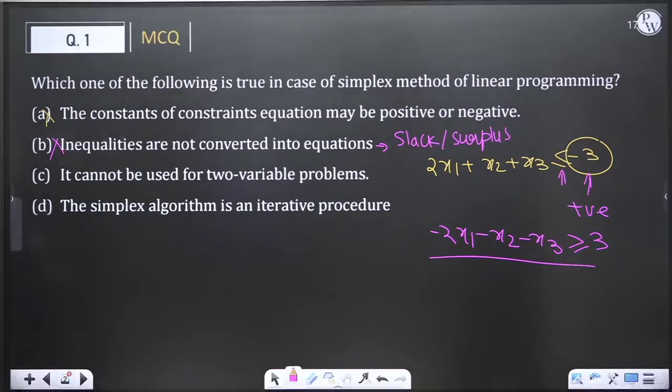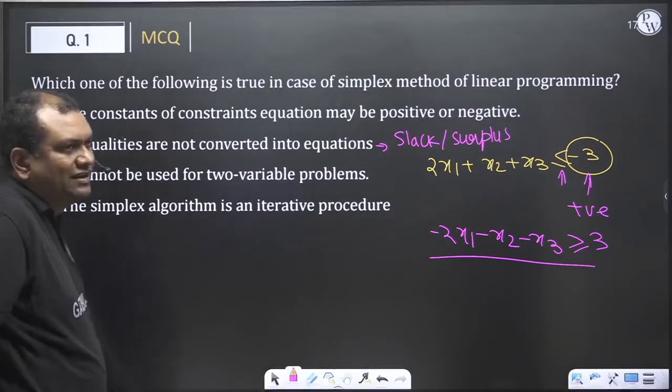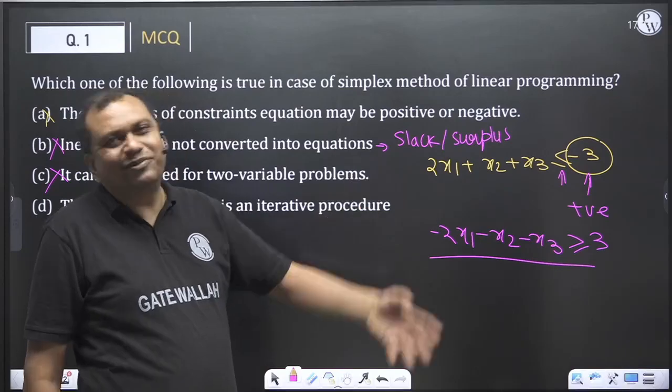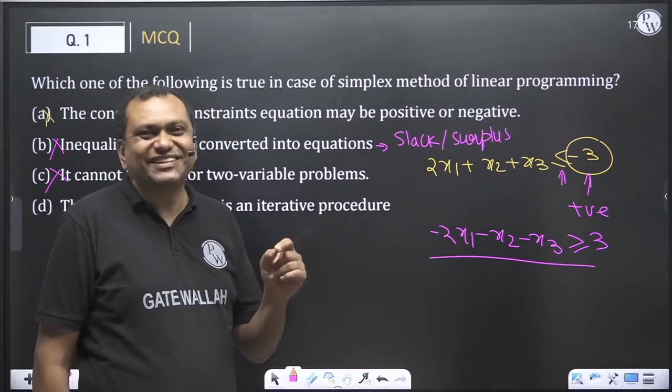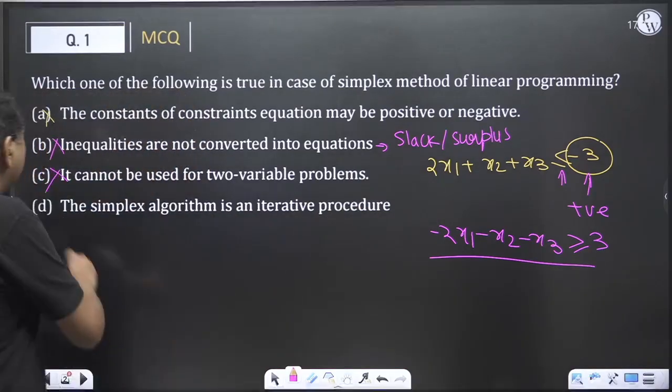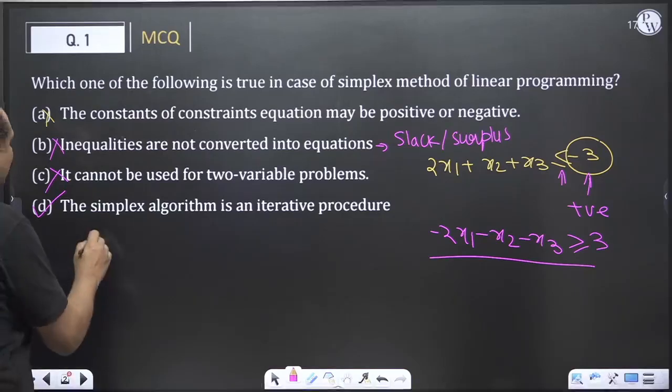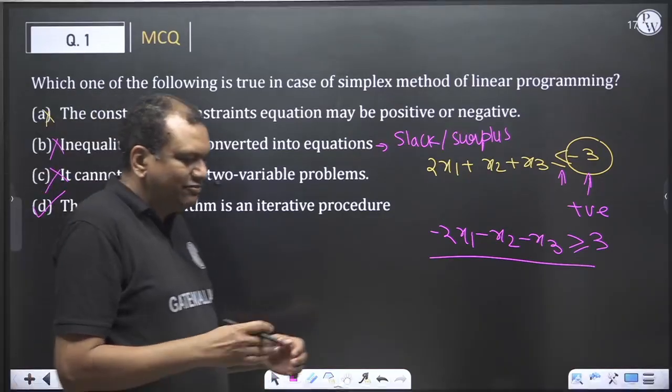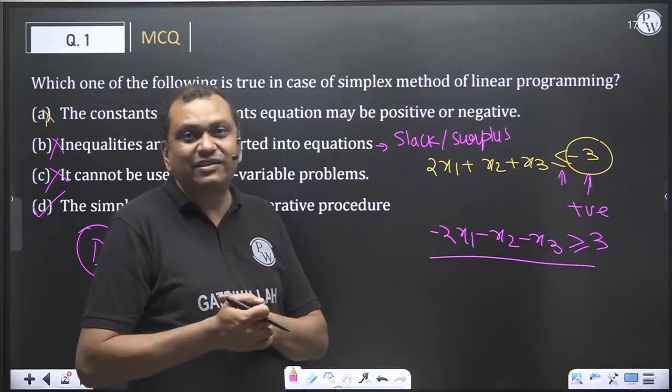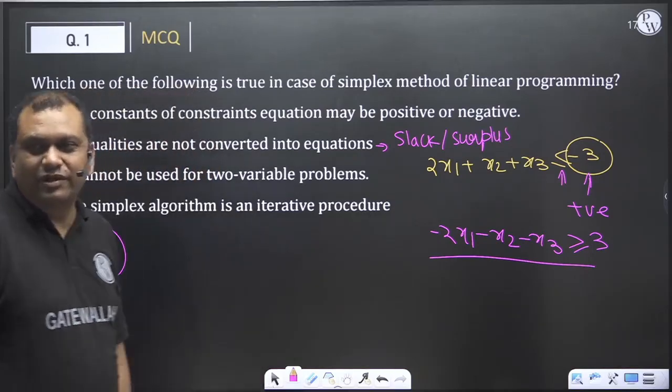It cannot be used for two variable problems. No, for 2, 3, 4 variables, it can be used. Then the Simplex algorithm is an iterative procedure, because first, second, third, till we get the optimum.